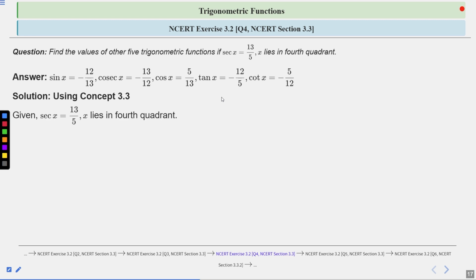Now it is given that sec x equal to 13 by 5 and x lies in the fourth quadrant. Using the identity cos x equal to 1 upon sec x, cos x will be equal to 1 upon 13 by 5, which is equal to 5 upon 13. Therefore, cos x will be equal to 5 upon 13.